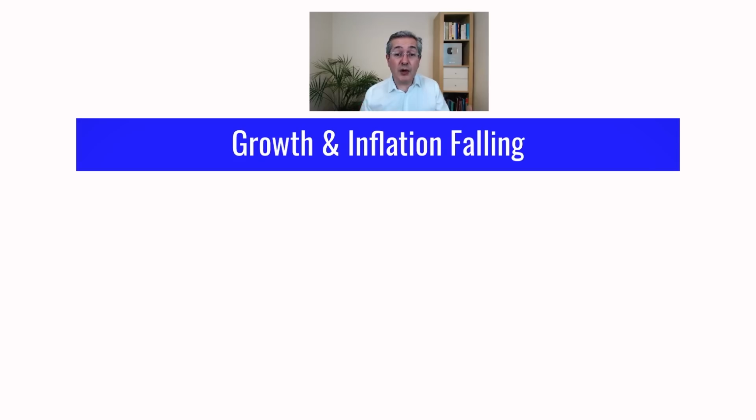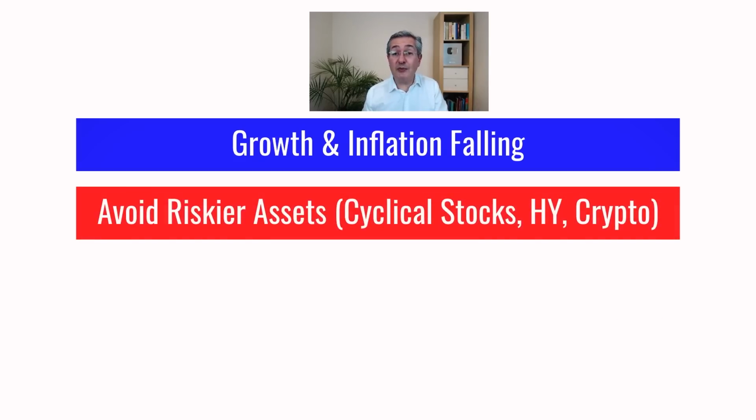So if we take growth and inflation falling as our central case, then we'd probably choose to avoid riskier assets. So these would be things like cyclical stocks. That would include those growth stocks which have already sold off quite heavily, but also things which are riskier like high yield credit in the fixed income space. Usually a recession comes with wider credit spreads, high default rates, and that means high yield sells off. Another risky asset which did badly last year and which would also do badly in a recession would be cryptocurrency.